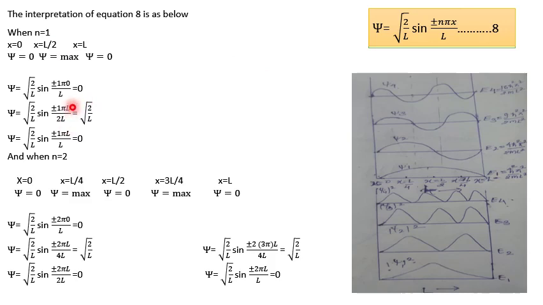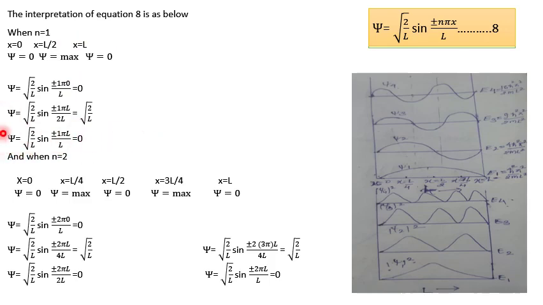So this L is in the numerator, this one is in the denominator. L is cancelled by L. Only one thing is left, lambda pi by 2, and sine pi by 2 gives us the value 1. That's why we can say that at L by 2 the value of psi is maximum. Now we substitute the value x is equal to L. When we substitute x is equal to L, this L is cancelled by this L, and only pi is left, and sine pi is 0. It means that again the value of psi is 0.